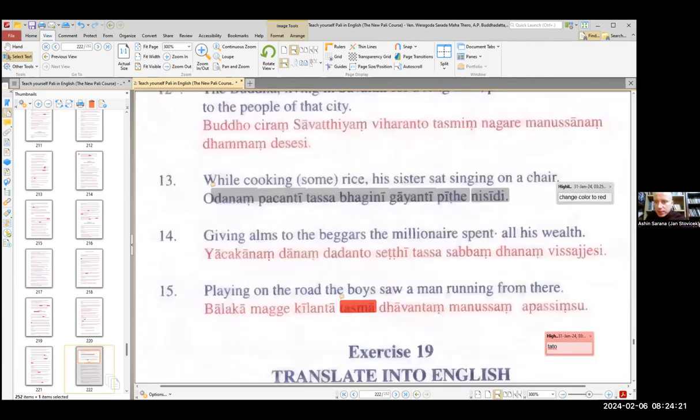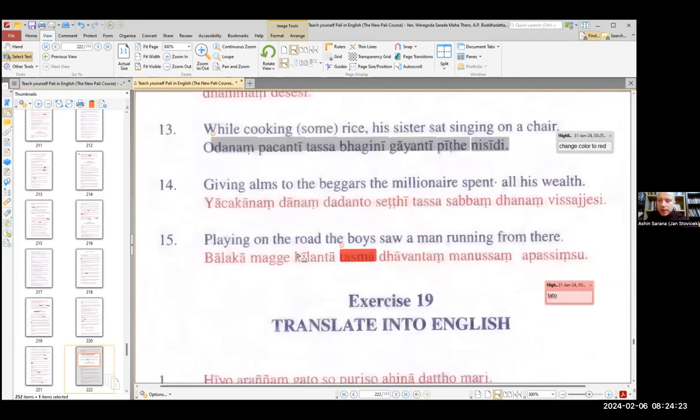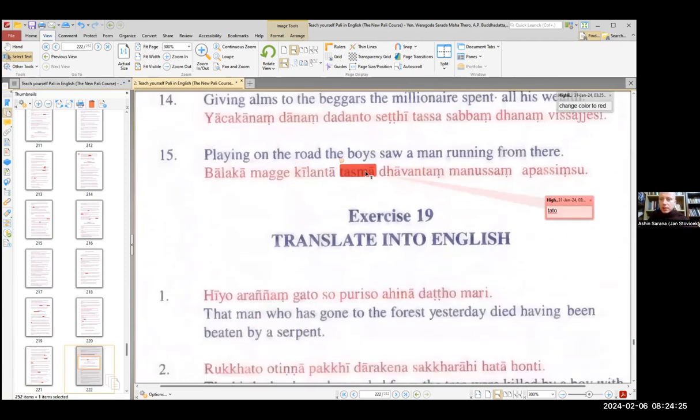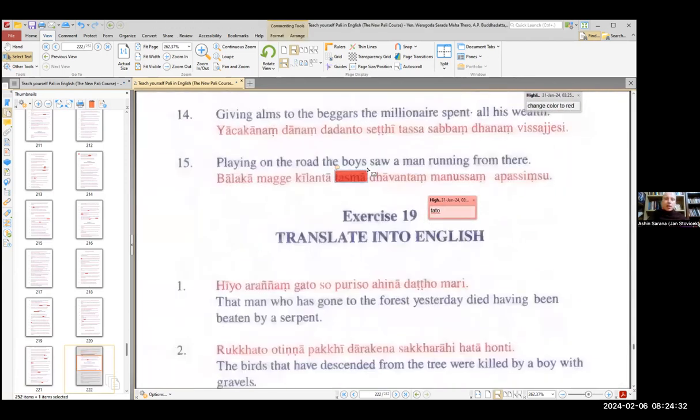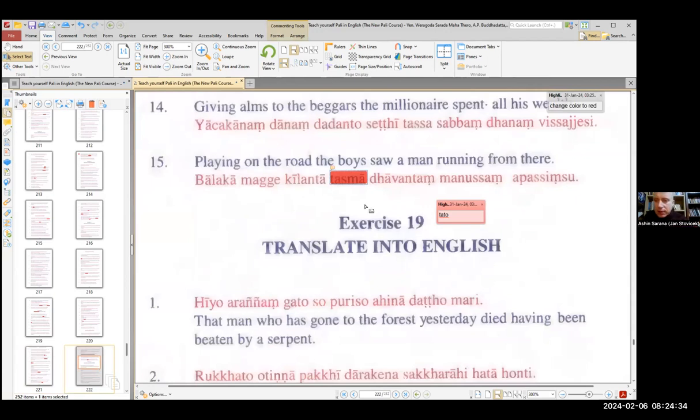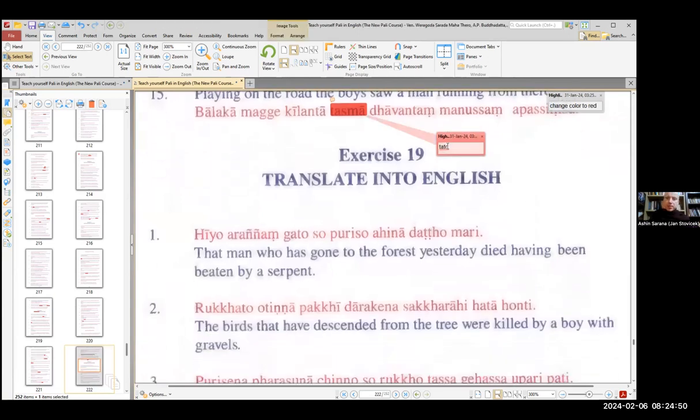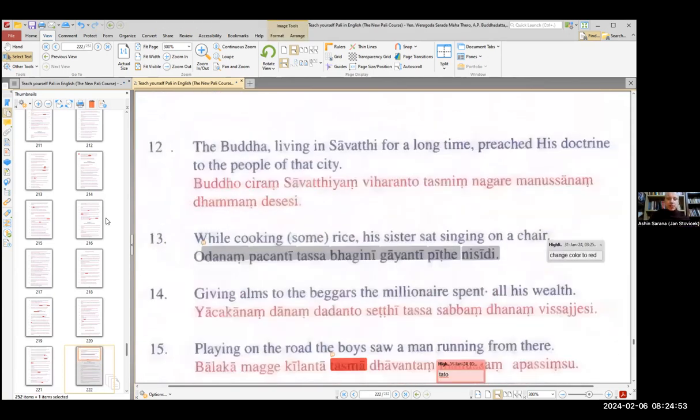Now here I didn't agree with something. Change color to red. I see. Okay, that's just the appearance. And tasma. Tasma is totally wrong. Totally should not be here. Instead, it is tato. Tasma means because, therefore. Okay, therefore. But no, that's not what the sentence says. So we need to use the word tato for from there. Okay, so those are the problems in this lecture.